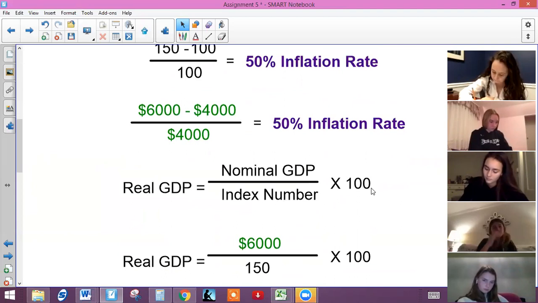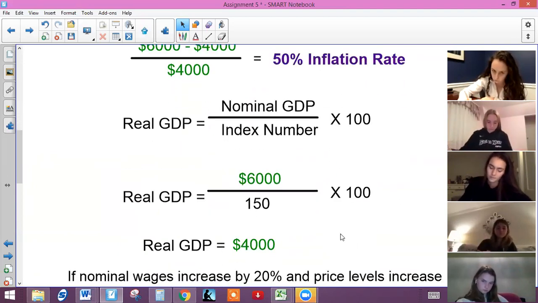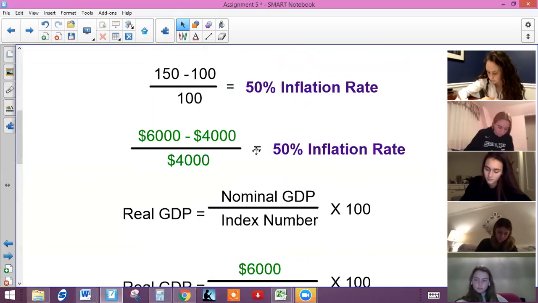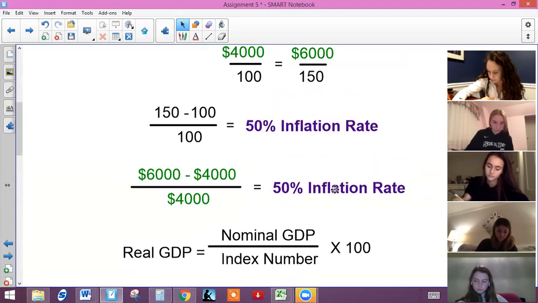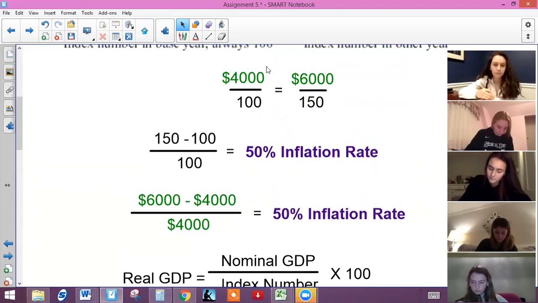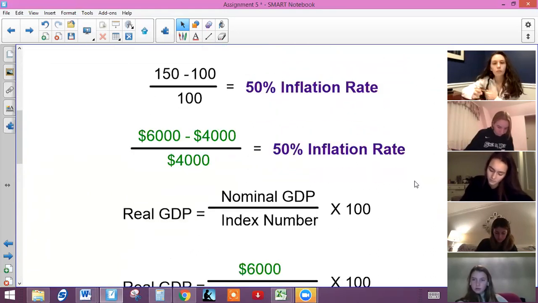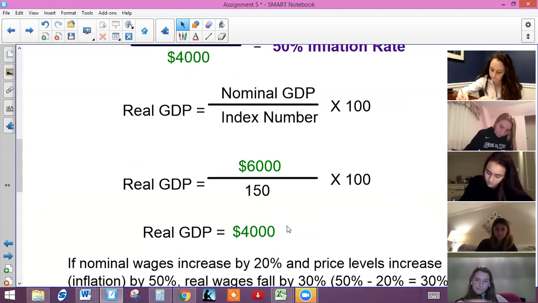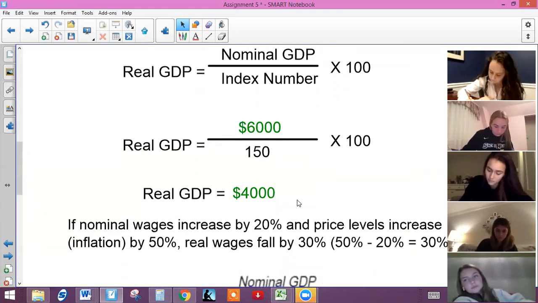Now, we know that the real GDP is the nominal GDP divided by the index number times 100. So we simply plug in the numbers and we compute that the real GDP is 4,000, which makes sense because if the index number is 100, then that's your base. If the baseline is 100, then whatever we got right here is going to be the real GDP here. That's just the math, okay? So you end up getting a real GDP of 4,000, okay?